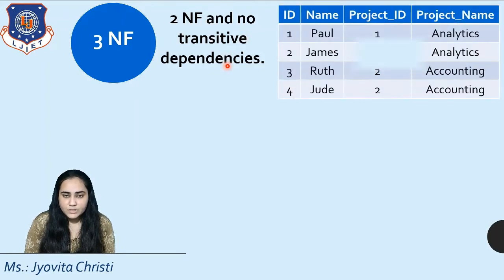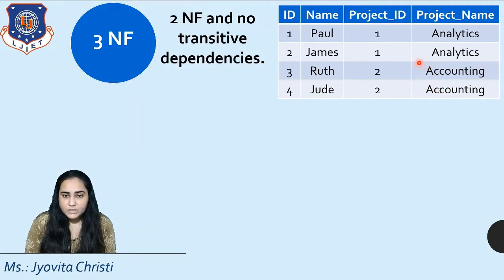So consider this table. This table contains 4 columns: ID, name, project ID and project name. And there are 4 people: Paul, James, Ruth and Jude, and they all have unique IDs. And they all work on some project, and we've mentioned the project ID as well as the project name of the project they work on. So Paul and James both work on analytics, and Ruth and Jude both work on accounting. So this is what our table looks like.